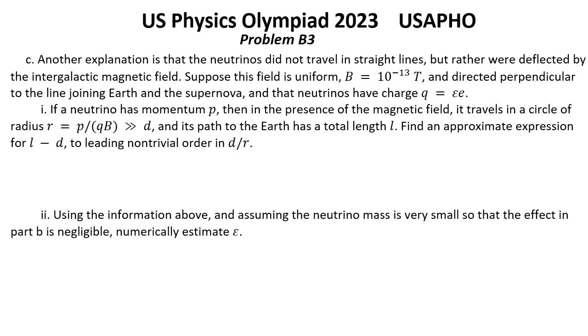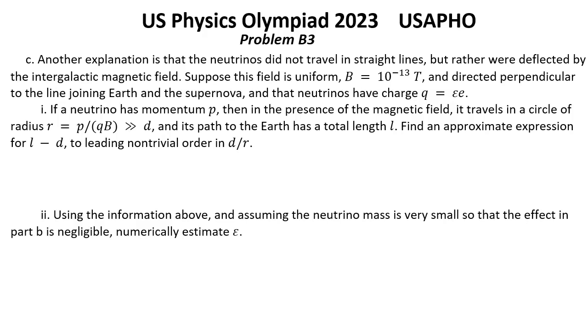Solution for part C. Another explanation is that neutrinos did not travel in straight lines, but rather were deflected by the intergalactic magnetic field. Suppose this field is uniform, with B equal to 10 to the power negative 13 Tesla, directed perpendicular to the line joining Earth and the supernova, and that neutrinos have charge Q equal to epsilon times e. Question 1.